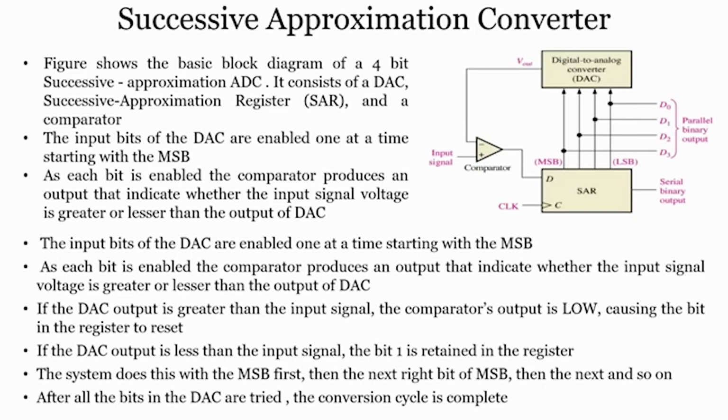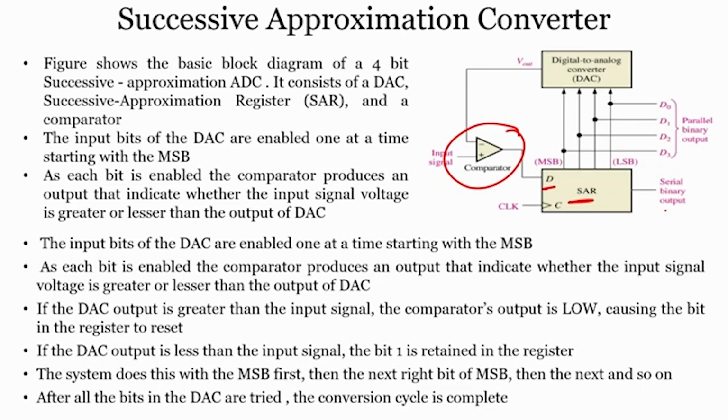Successive approximation ADC, the block diagram is shown here. It has a digital to analog converter, a SAR, a clock, and it has the serial binary output. The signal is connected to the output of the comparator, and we have a parallel binary output from D0 to D3.